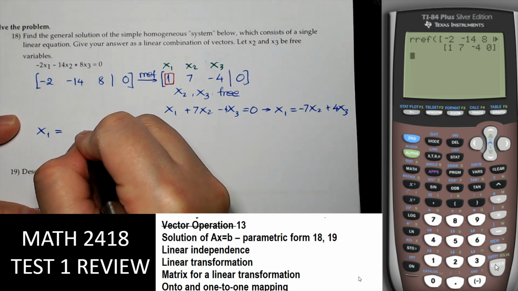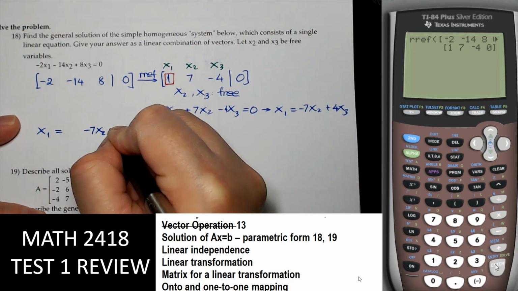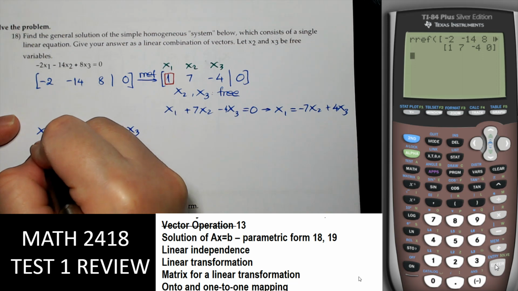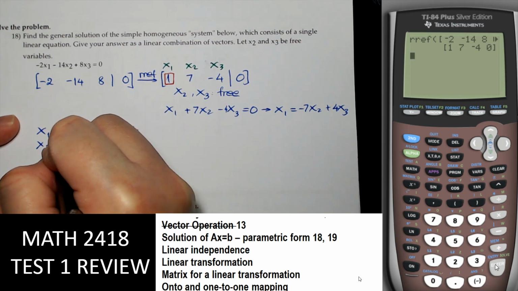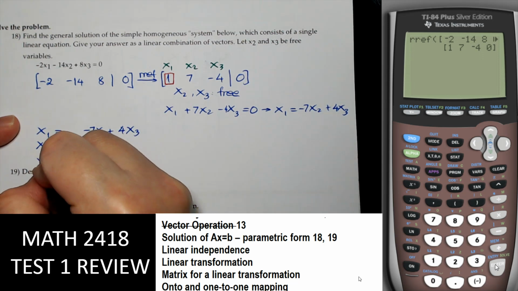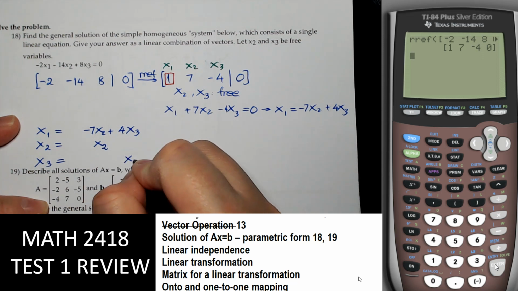I'm going to stack a little bit different. I'm going to just write like this. You'll see why in a minute. And then x2 is free, so we just say x2 is just x2. X3 is free, so we just have x3.